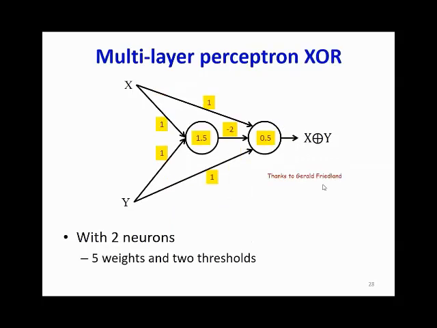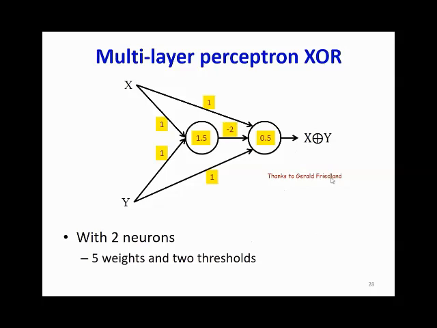In fact, that's not the only way to build an MLP to compute an XOR. Here's a more compact way that I got from Gerald Friedland from Berkeley. This uses only 2 perceptrons, but now the weights are not all 1, and the thresholds are also not 1. So I'll let you figure out how this works. The thresholds are not integers.